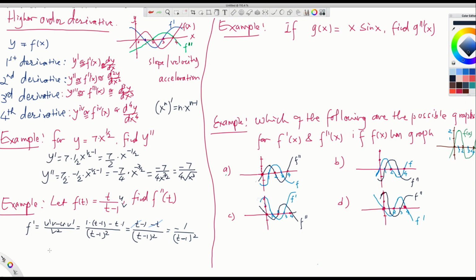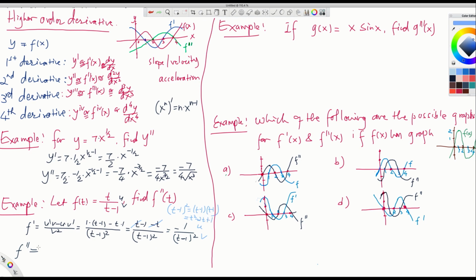Okay, how do I find another derivative? So f double prime, this is also a quotient rule, right? It is like u over v, right? But what is v? v is t minus 1 square. So what is t minus 1 square? t minus 1 square is basically t minus 1 times t minus 1, right? If you FOIL this, you will get t square minus twice t plus 1. This is what you get.